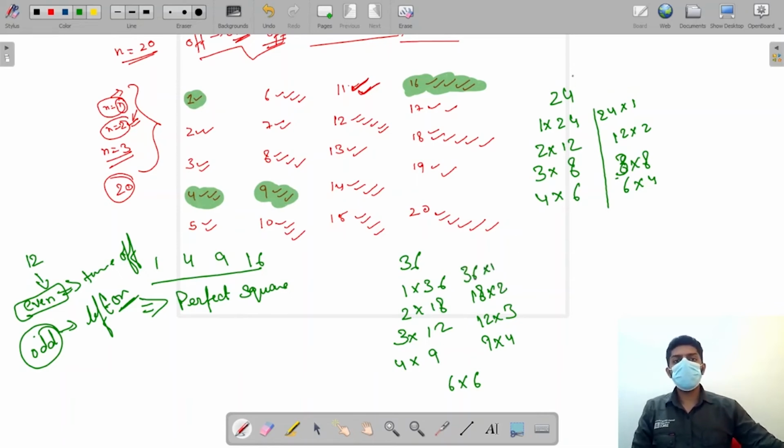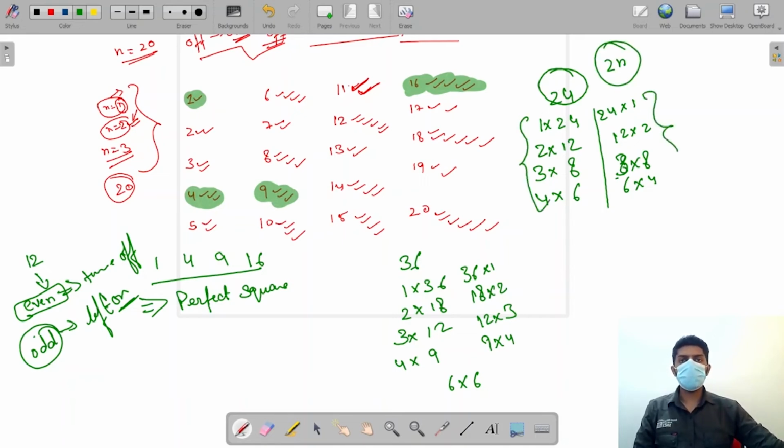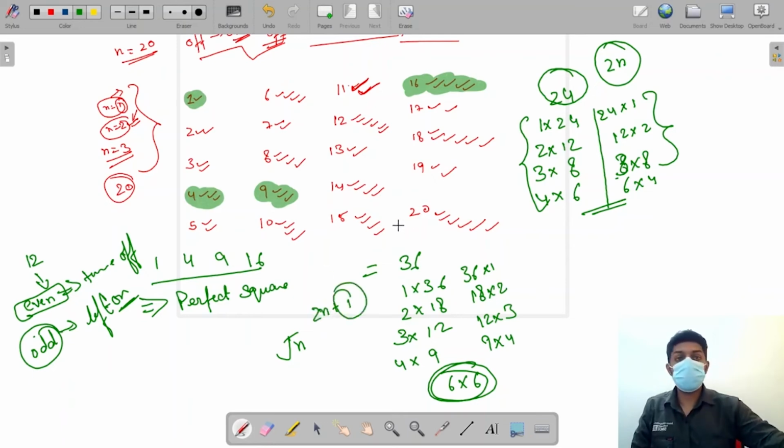So, as we can say, the number of factors of any normal number will be 2n, right? Because these are the numbers and these are the mirror images, which are equivalent in number. But for the perfect squares, we have an extra factor here, that is root of n, which makes the number of factors 2n plus 1. And this is why it's actually remaining switched on in the end.